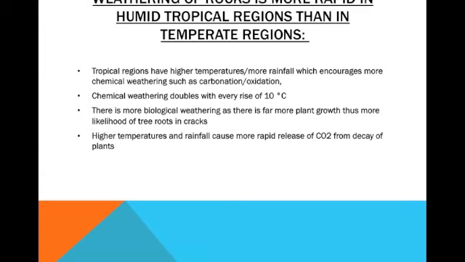And there's also more biological weathering, as there's far more plant growth, thus more likelihood of tree roots in cracks. Because obviously in tropical regions there are a lot more plants growing than in a normal region. So the likelihood that there are roots of some trees in cracks of rocks is higher. Then also higher temperatures and rainfall cause a more rapid release of carbon dioxide from decay of plants, so more weathering.